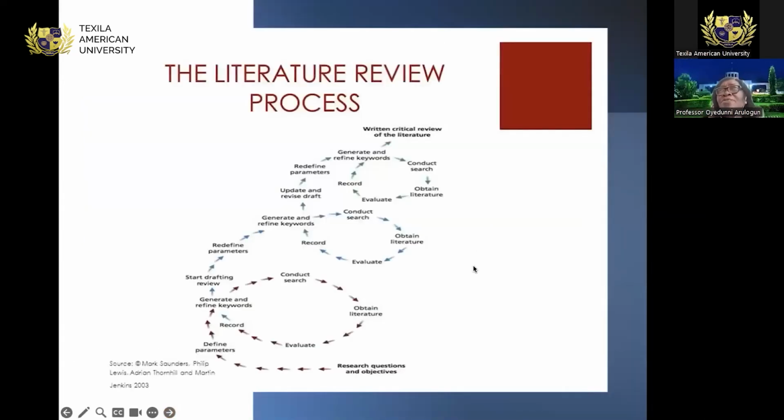So the literature review is not a linear process. You start with your research objectives, you define parameters, you generate and refine keywords. For example, you are finding breastfeeding practices among mothers of children under 5. If you are going to do your literature review, you look at what your objective is. For example, if one of your objectives is prevalence of exclusive breastfeeding, you define the parameters, you look at what keywords you are going to put in your search engine.